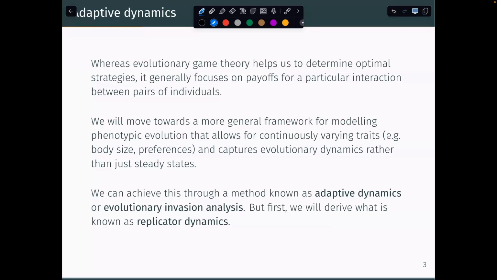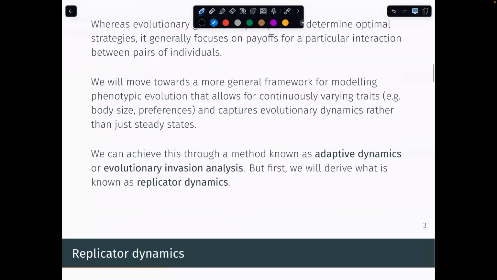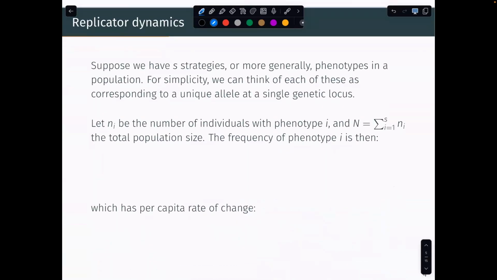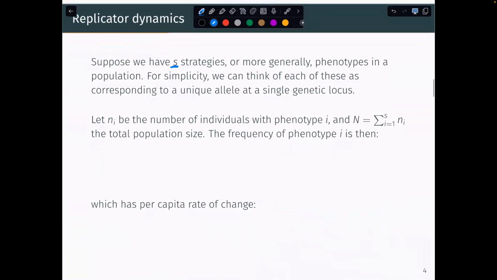But what we're first going to do is look at something called replicator dynamics as an intermediate step between these two areas. So what are replicator dynamics? Suppose we've got S strategies. S is just some number, S different strategies, or more generally, I'm going to be moving towards talking about these as phenotypes typically rather than strategies. Strategies sometimes makes you think that it's just about behavioral aspects. Really, because there is a genetic underpinning to these things, we're talking about phenotypes. So things like body size. You can think of that as a strategy that evolution, natural selection, is choosing. So we think about phenotypes in a population.